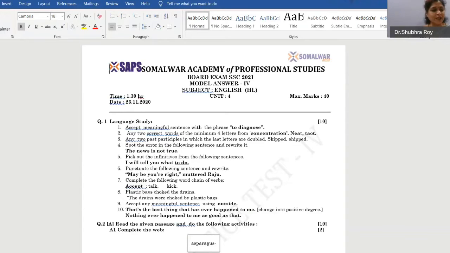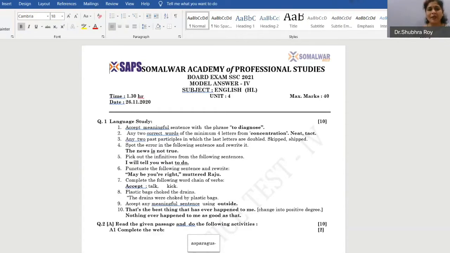Now the third question: write two past participles in which the last letters are doubled. I have given an example here, skipped and shipped. You can use any other word where the last letter is doubled in the past participle form. Then spot the error. The sentence given was "the news are not true." Although it seems to be plural, news is used as singular. So the verb that agrees with news is "is." So "the news is not true" is correct.